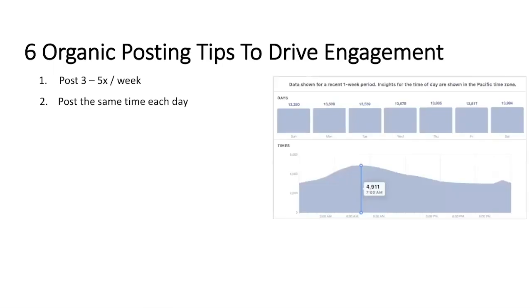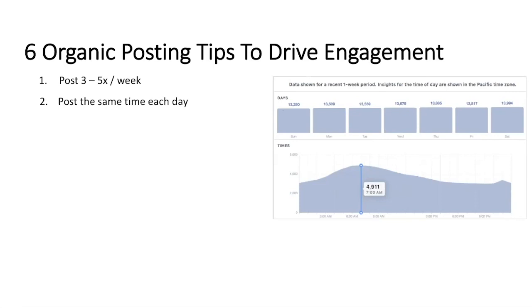The second is you want to post around the same time each day. And the best way to find out what time you should do that is to check out your insights. You can do it in Instagram, LinkedIn, or Facebook. This one here is from Facebook. That's where most people have the most followers. So for example, this one here, it says 7 a.m. is the prime time. 4,900 people that follow the page are active online. So that would be a good time to send posts out.